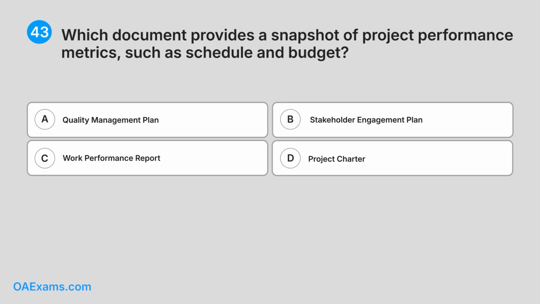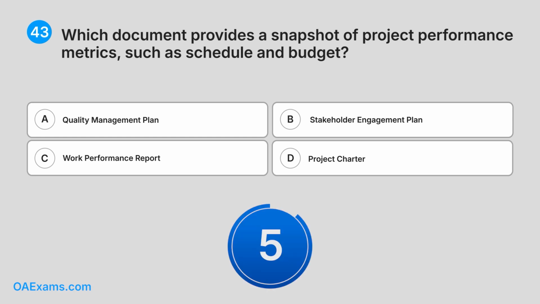43. Which document provides a snapshot of project performance metrics such as schedule and budget? A. Quality management plan. B. Stakeholder engagement plan. C. Work performance report. D. Project charter. Can you guess the answer?